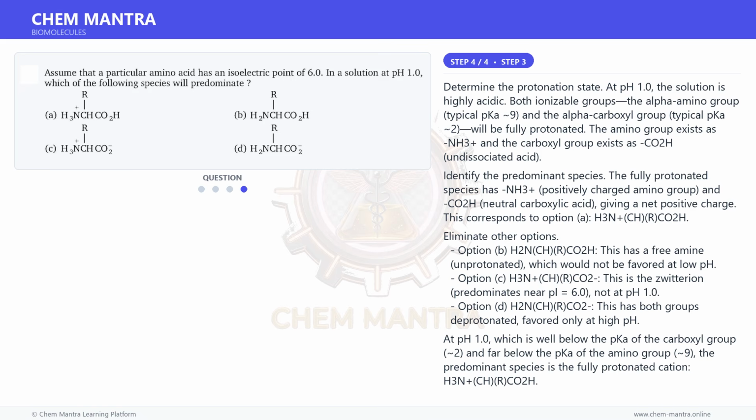Option D: H2N, CH, R, CO2-. This has both groups deprotonated, favored only at high pH. At pH 1.0, which is well below the pKa of the carboxyl group, 2, and far below the pKa of the amino group, 9, the predominant species is the fully protonated cation, H3N+, CH, R, CO2H.